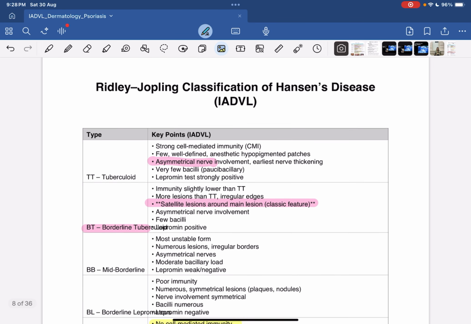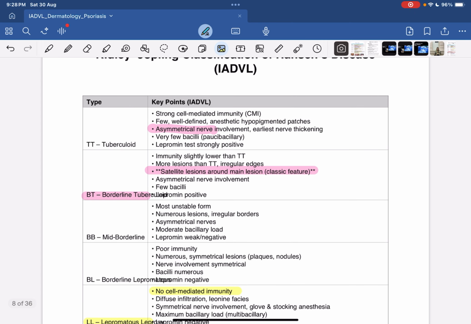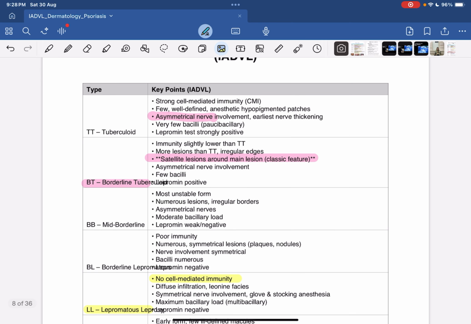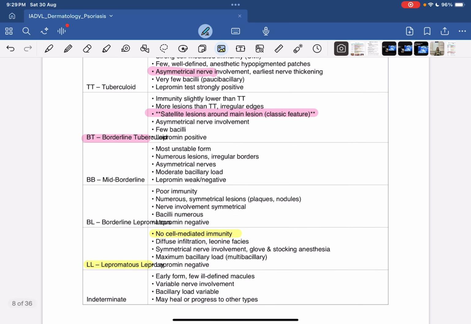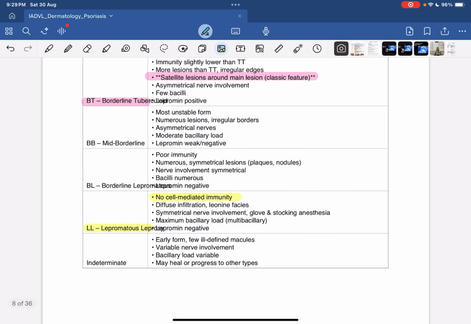Then coming to Ridley Jopling classification, I have included this because it has been previously asked. In tuberculoid leprosy, there will be strong cell mediated immunity, there will be asymmetrical nerve involvement. Then satellite lesions are seen in borderline tuberculoid Hansen disease. Then in lepromatous leprosy, there will be no cell-mediated immunity.